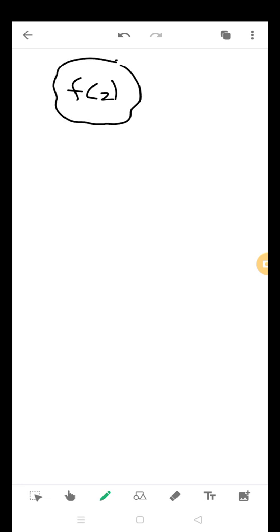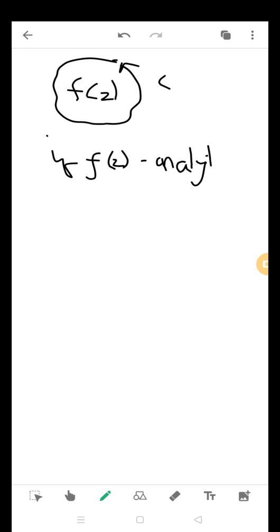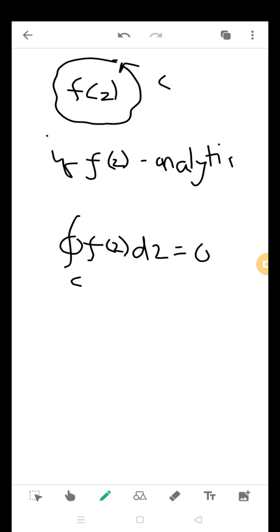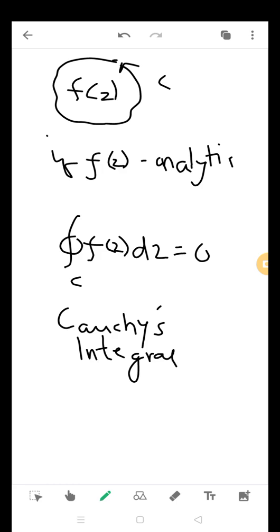on a certain closed region, it's called a contour. So if f(z) is analytic, then the closed contour integral of f(z) dz is equal to 0, and this is called Cauchy's integral theorem.